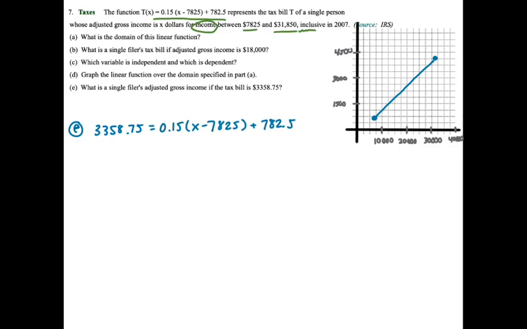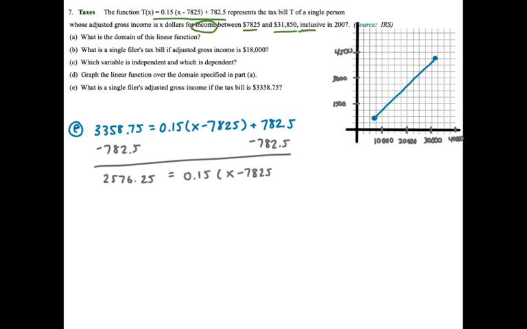So there's different ways you guys could go about doing this. You could distribute that 0.15 into the parentheses first and then combine like terms and get X by itself. I am going to do this a slightly different way. I'm going to subtract 782.5 from both sides first. That gives us 2,576.25 equal to all of this. And then instead of distributing that 0.15, I'm just going to divide both sides by 0.15 and get rid of it.